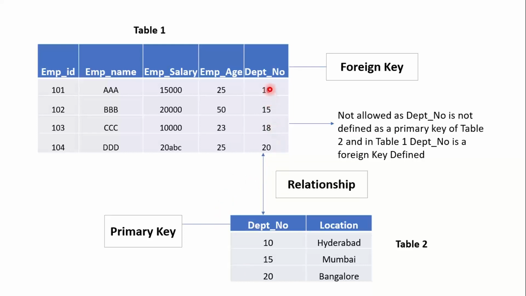See, repeated values are allowed. So 10, 10, 15, 15, 20, 20. If instead of 18, you put some 10, then it is okay. Then referential integrity is satisfied. But here the referential integrity is not satisfied as this value which is present in the foreign key is not there in the primary key of the department table.